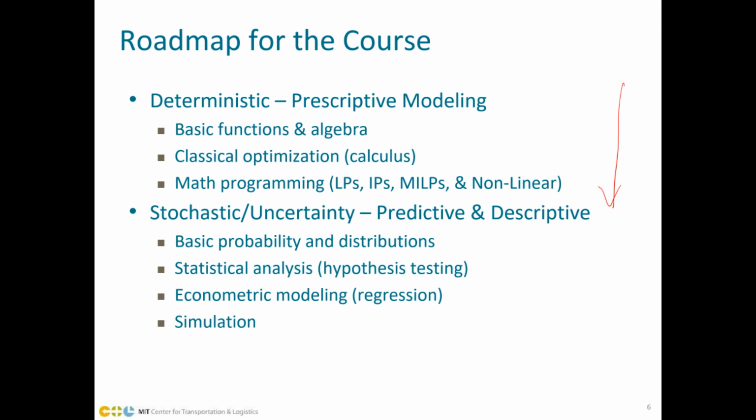The second part of the course, stochastic and uncertainty, is where we're going to deal with predictive and descriptive calculations. And so for this analysis, we're going to go basic probability and distribution, statistical analysis, some modeling using regression, and some simulation. So again, this is where we do predictive and descriptive type things.